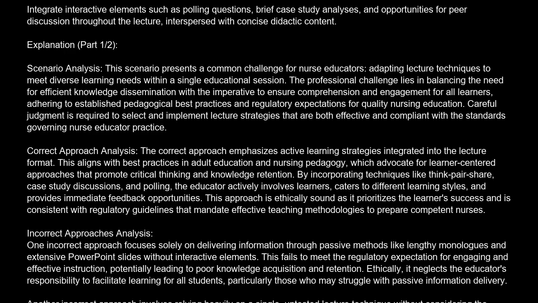Incorrect approaches analysis. One incorrect approach focuses solely on delivering information through passive methods like lengthy monologues and extensive PowerPoint slides, without interactive elements. This fails to meet the regulatory expectation for engaging and effective instruction, potentially leading to poor knowledge acquisition and retention. Ethically, it neglects the educator's responsibility to facilitate learning for all students, particularly those who may struggle with passive information delivery.